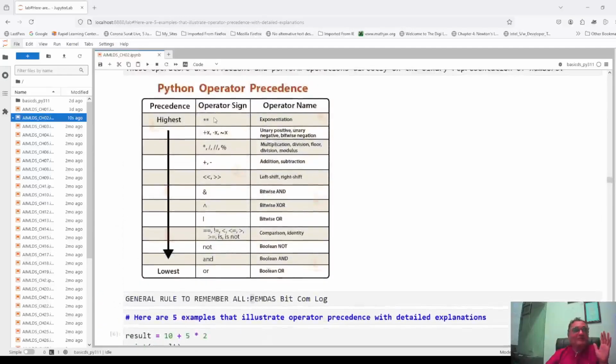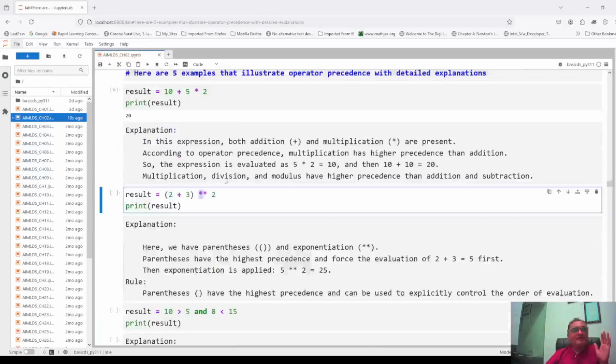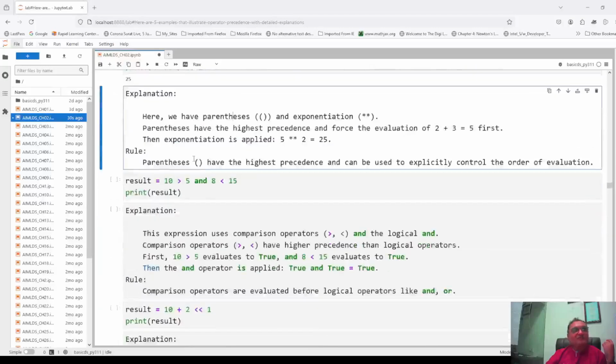So as per this table, exponentiation comes very first. So do that very first. But before that, you have to apply parenthesis. So 2 plus 3 is 5, and 5 square is 25. So then this is 25. This is how we can do that.